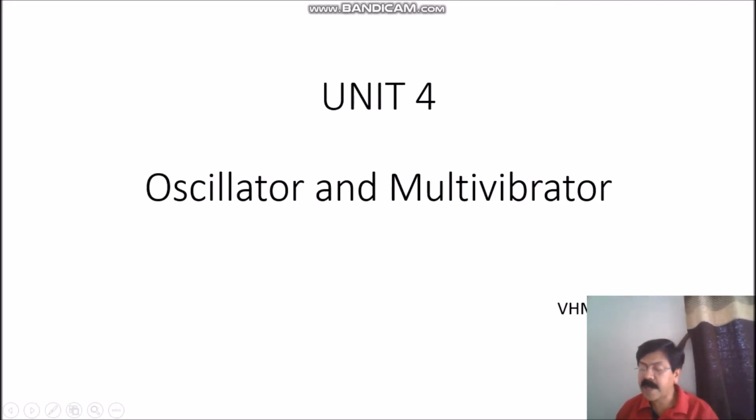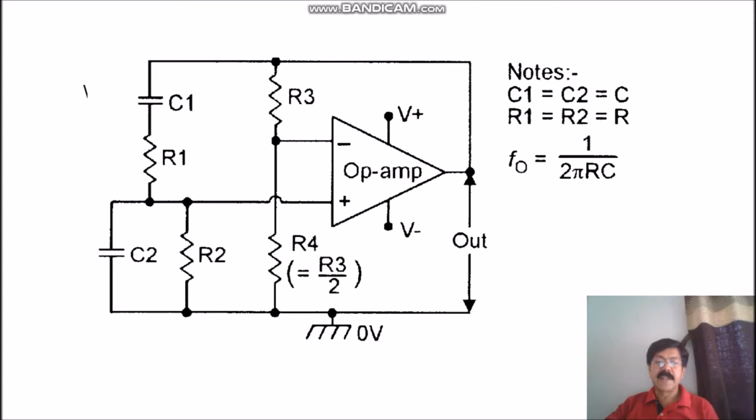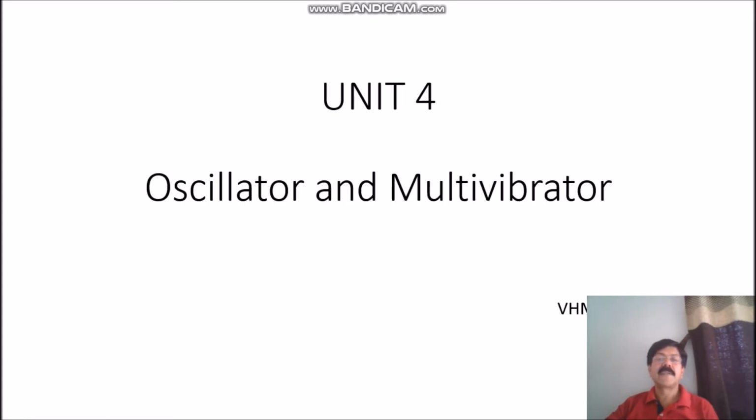So let us start with our unit 4, which is oscillators and multivibrators. In this, we'll see different oscillators like the phase shift oscillator, Wien bridge oscillator, and then the quadrature oscillator. So let us take one of the numericals on one of the oscillators.